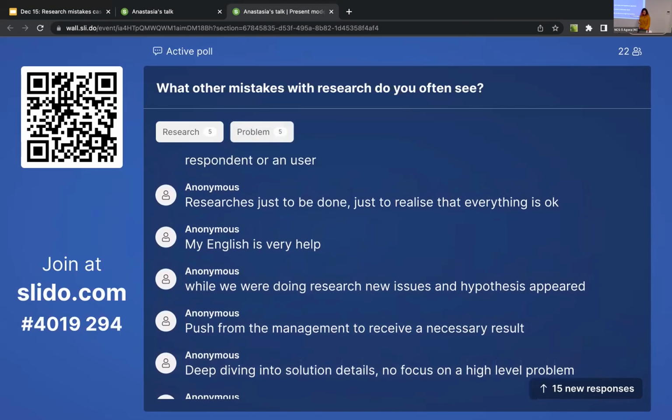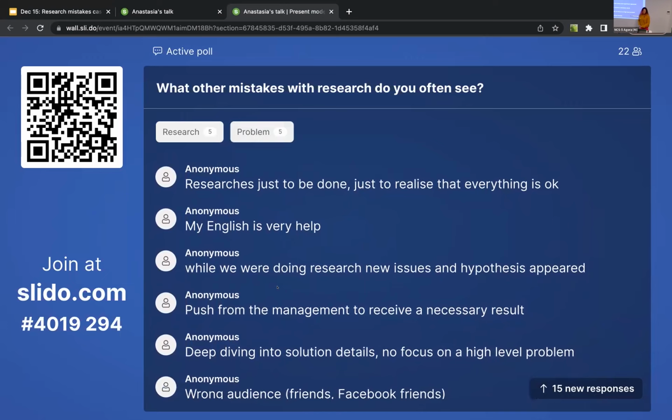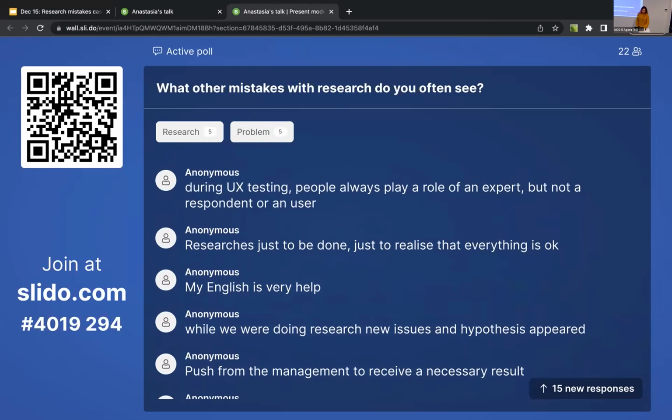Researches need to be done just to realize that everything is okay. Is it like when a company just does research because there's a cargo code, but then they do nothing with it? That's how I interpret.